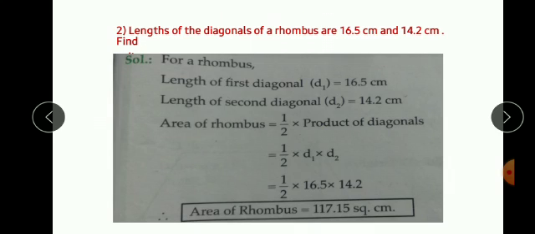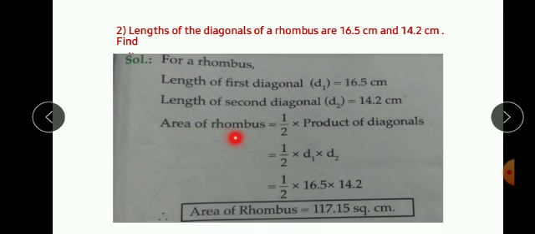Now children, let us see the second sum of practice set 15.2. Lengths of diagonals of a rhombus are 16.5 centimeter and 14.2 centimeter. And what we have to do? Find the area of the rhombus. Now let us write the solution. For a rhombus, length of first diagonal D1 is 16.5 centimeter. Length of second diagonal D2 is 14.2 centimeter.